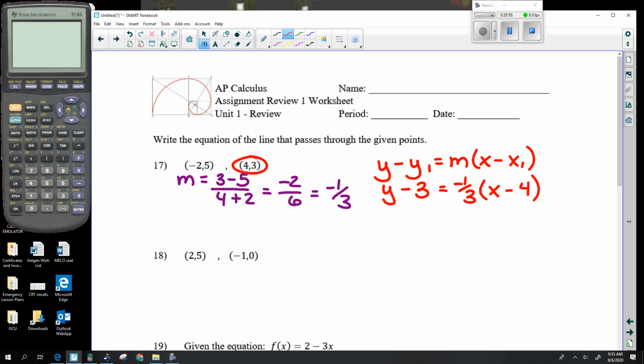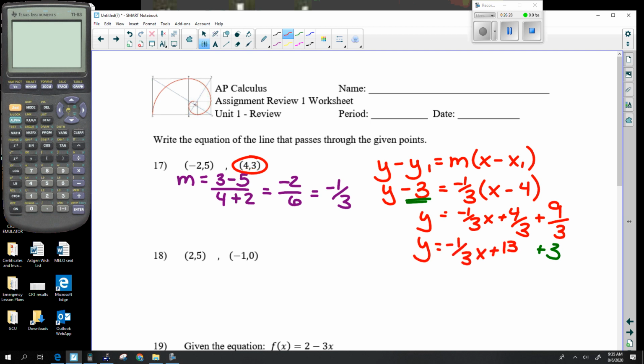Okay, and so multiply in, add the 3. So when I add this 3 over here, I'm going to be adding 3. What that means is I need to have a denominator of 3 so I can match up the fraction. So this would be 9/3. So that's me adding 3. So y is equal to negative 1/3 x plus 13/3.